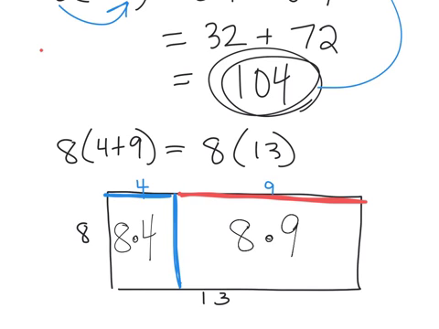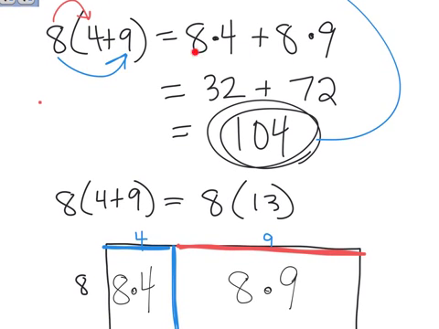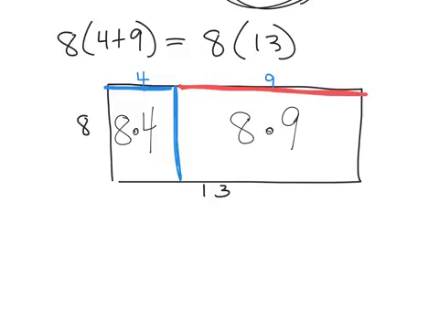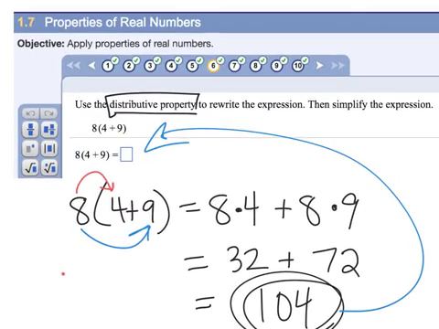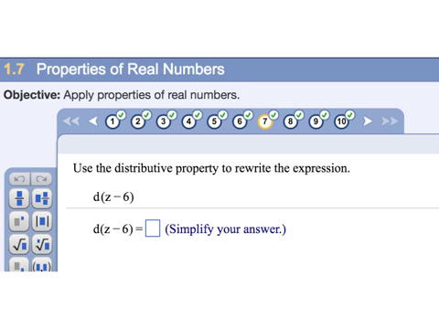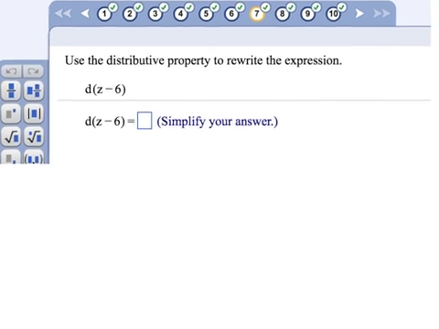And do you see? That is how we got the 8 times 4 plus 8 times 9. So the idea is 8 times 4 plus 9 is the area of this whole rectangle. And that's broken up into two rectangles, an 8 by 4 and an 8 by 9. Again, using the distributive property to rewrite that expression.